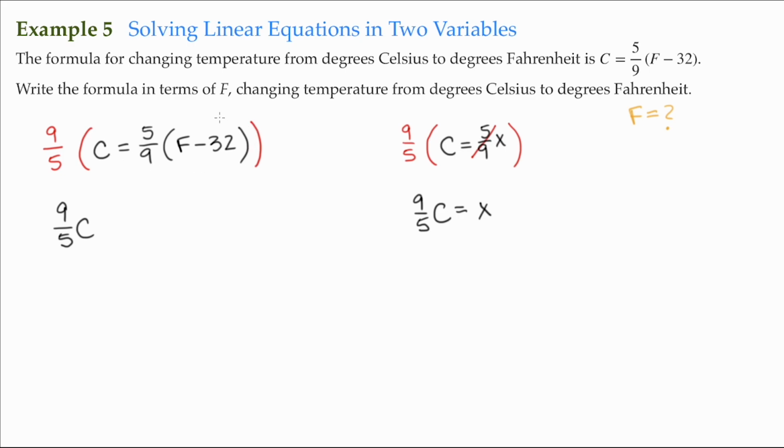Over here, it's the same idea, except I don't have X. I have F minus 32. But the same idea applies. The 9/5 times the 5/9, they wind up canceling. So now I have this equal to F minus 32.